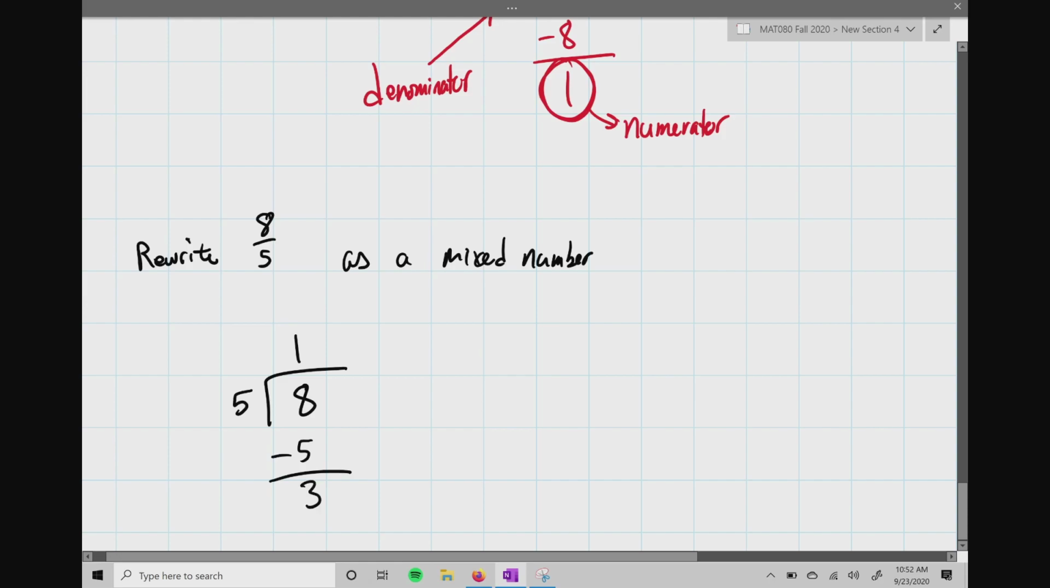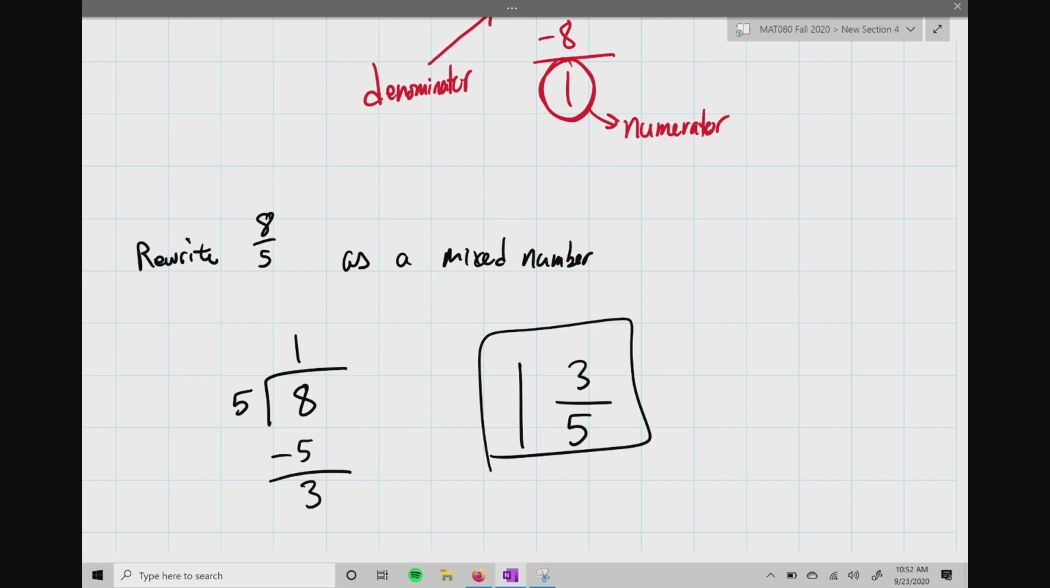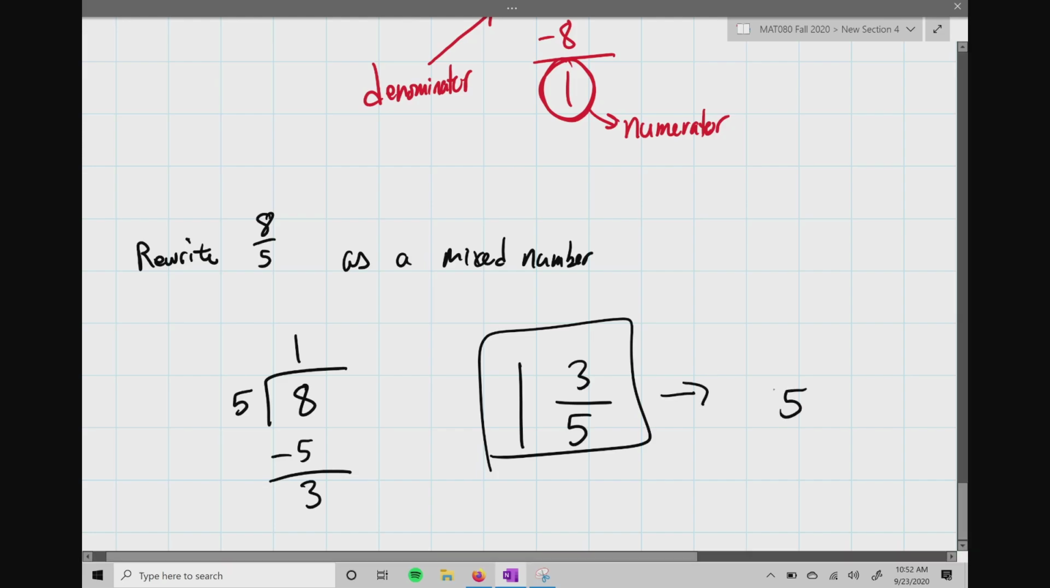So remember, the 5 is going to be my denominator. The quotient is going to be the whole number. The remainder is going to be the numerator. So 1 3/5. An easy way to check yourself, take your answer and try to get 8/5 again. Well, we know the denominator stays the same. Whole number times the denominator plus the numerator equals 8/5. So we know we're good. All right. Does that make sense, everyone?